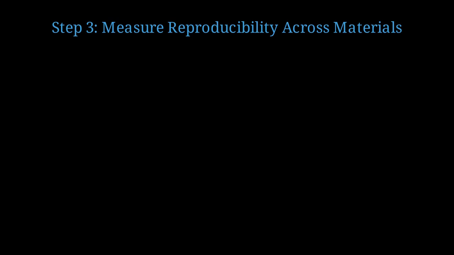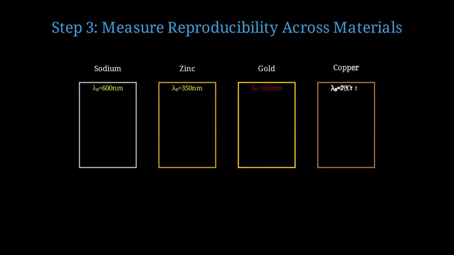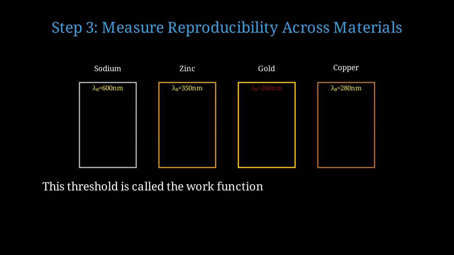Good science demands reproducibility. Let's test multiple materials. Each metal should have its own characteristic threshold frequency. Different metals, different thresholds. Sodium at 600 nanometers, zinc at 350, gold at 260, copper at 280. Each metal has a precise, reproducible threshold. This is a fundamental material property. The minimum energy needed to liberate an electron from a particular metal is called the work function, denoted phi. It varies by material.